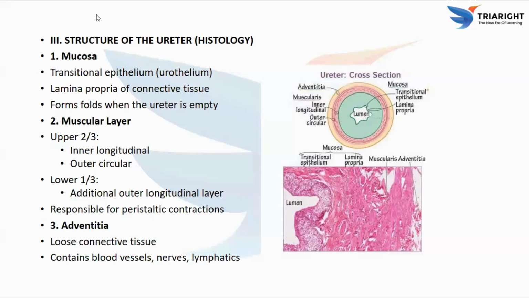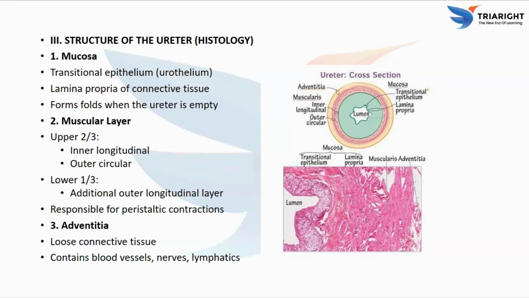The first layer is the mucosa layer, which is the inner layer. It is made up of the transitional epithelium, which is also called the urothelium. This is a special type of epithelium found in the urinary organs. It can stretch when the ureter fills with urine. When the ureter is empty, the epithelium appears folded or wrinkled.